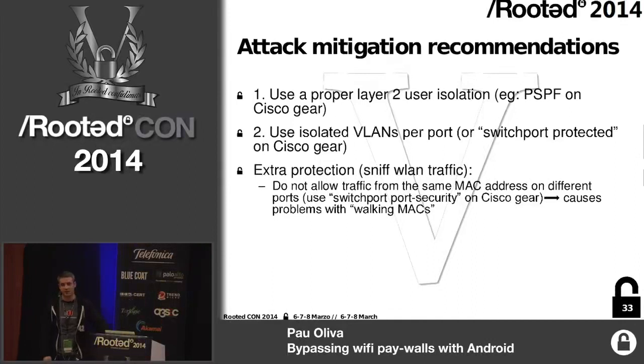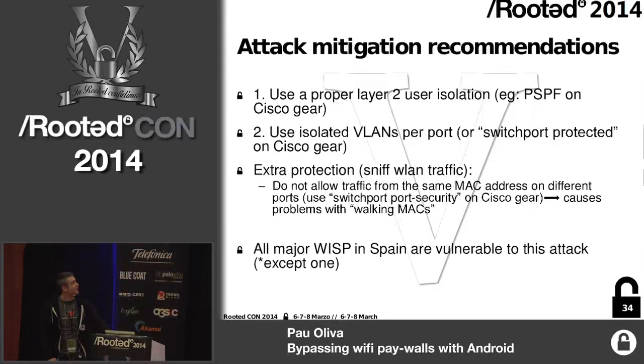To mitigate this, we can enable port security on the switch, which prevents a MAC from being seen on different ports. This has some trouble. It doesn't allow a user to move around between different hotspot access points, but it mitigates the previous failure.